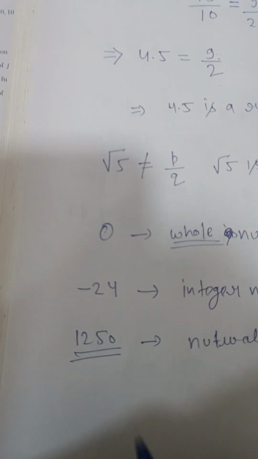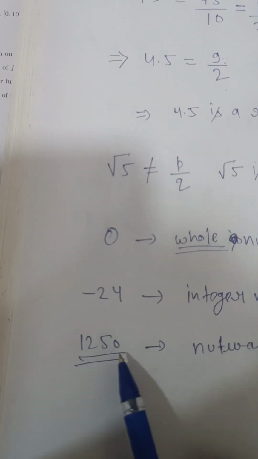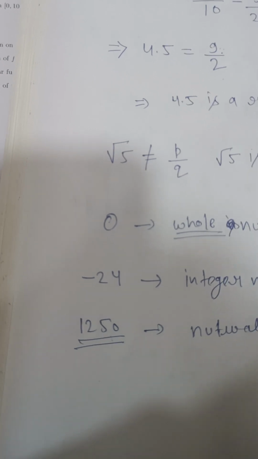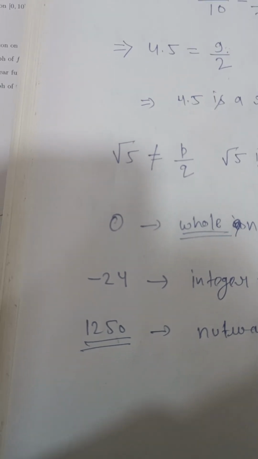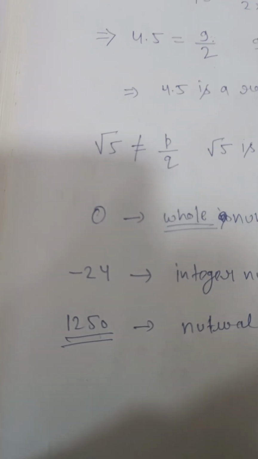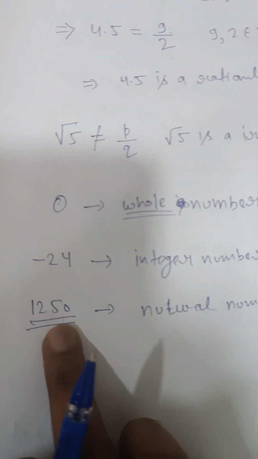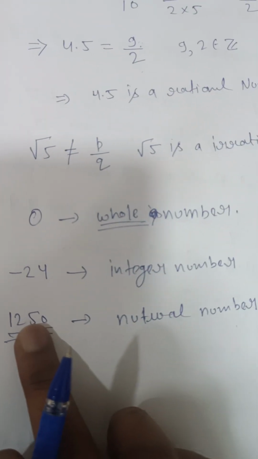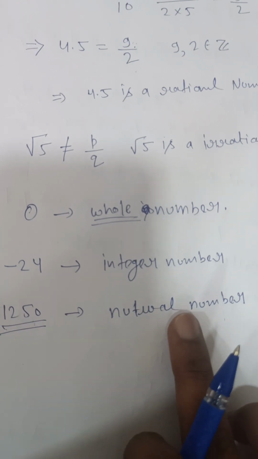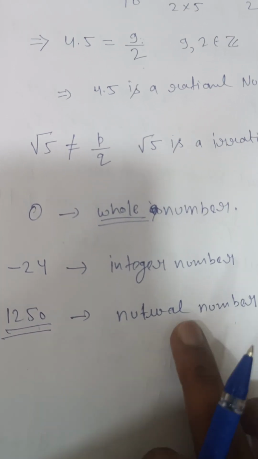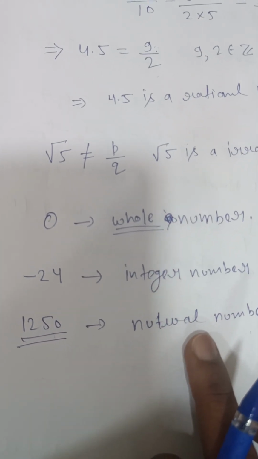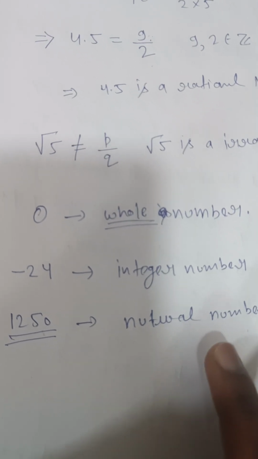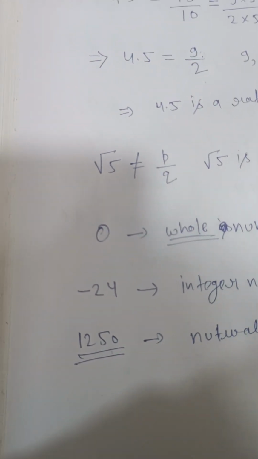Now it is an integer also, and it is a rational number also, but I am putting it in the natural number set because the natural number set is the smallest set which contains this one. So the most suitable set for this number should be natural number, because natural number is the smallest set which contains 1250. So that's why this is a natural number.